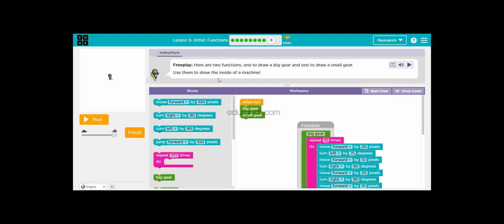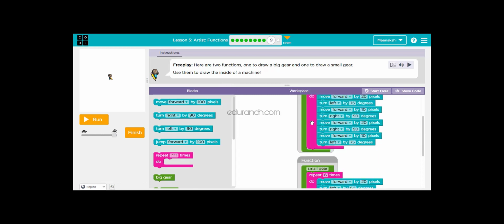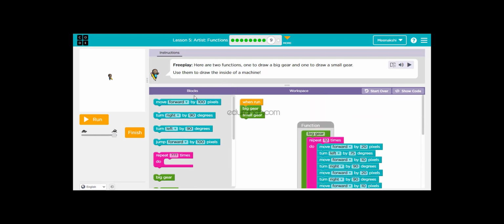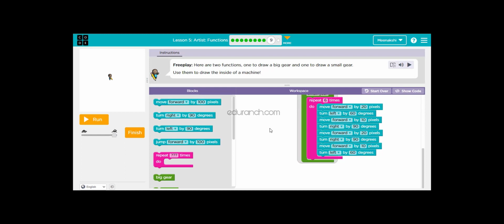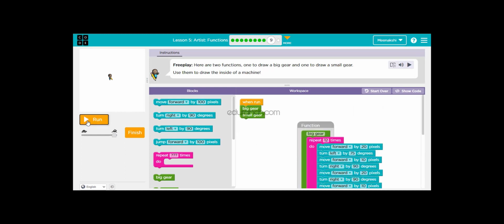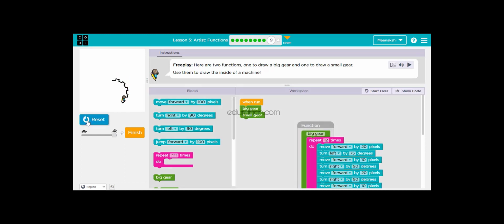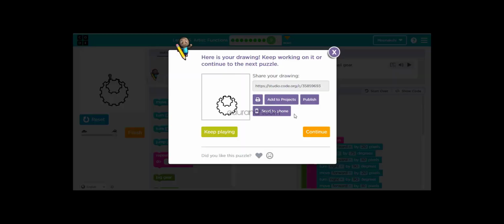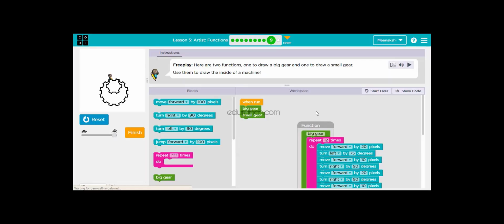Now there's another one which says free play. They've given two functions here, big gear and small gear. So even in this one, we don't have a goal and you can just play with it for however long you want. And once you're done, you can press the finish button and publish it or send it to your phone, share it with your friends and whomever you want to share with.